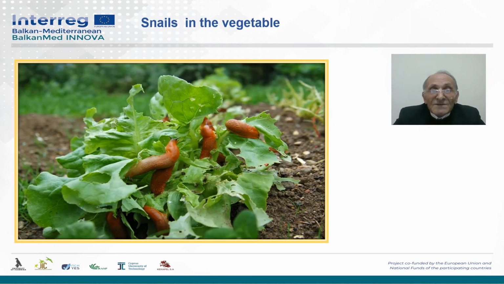The snails we can find everywhere, especially in vegetable fields, and especially in regions that are rich in rain. This group makes big damage and needs preventive measures in order to reduce the damage in the production.